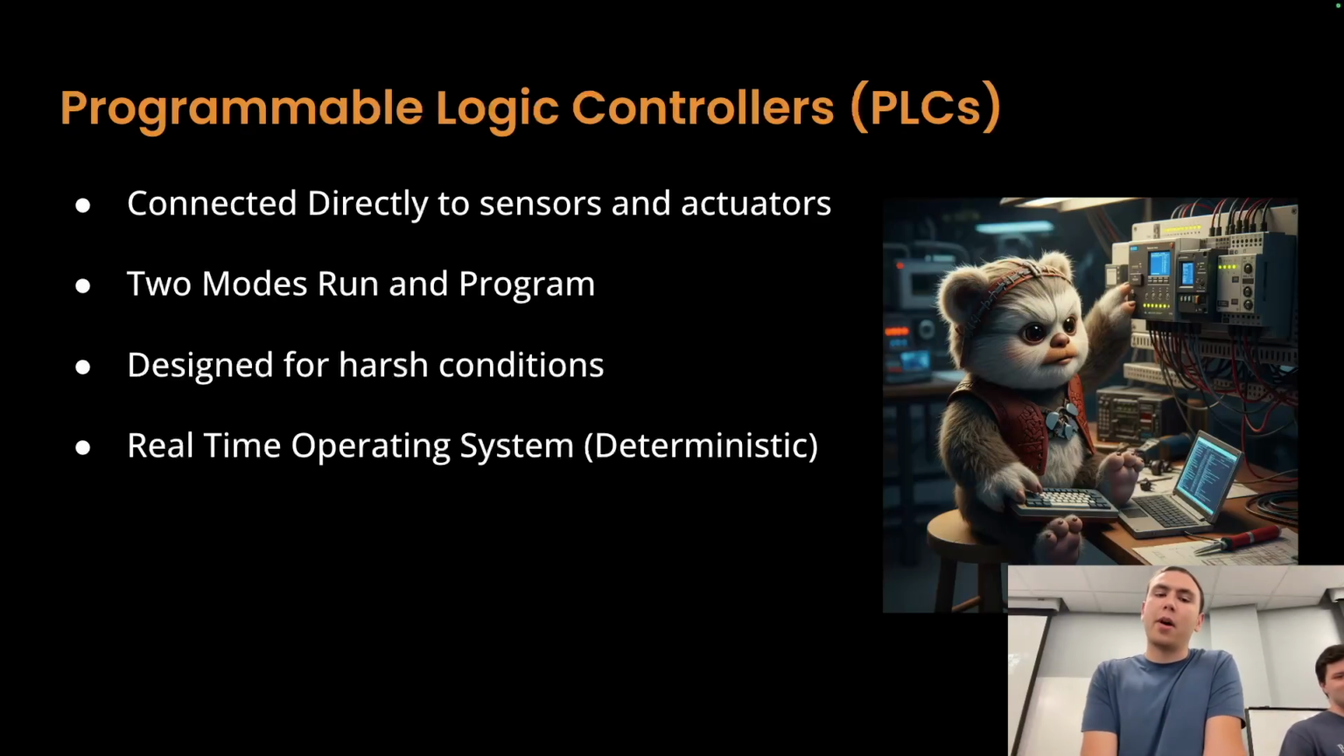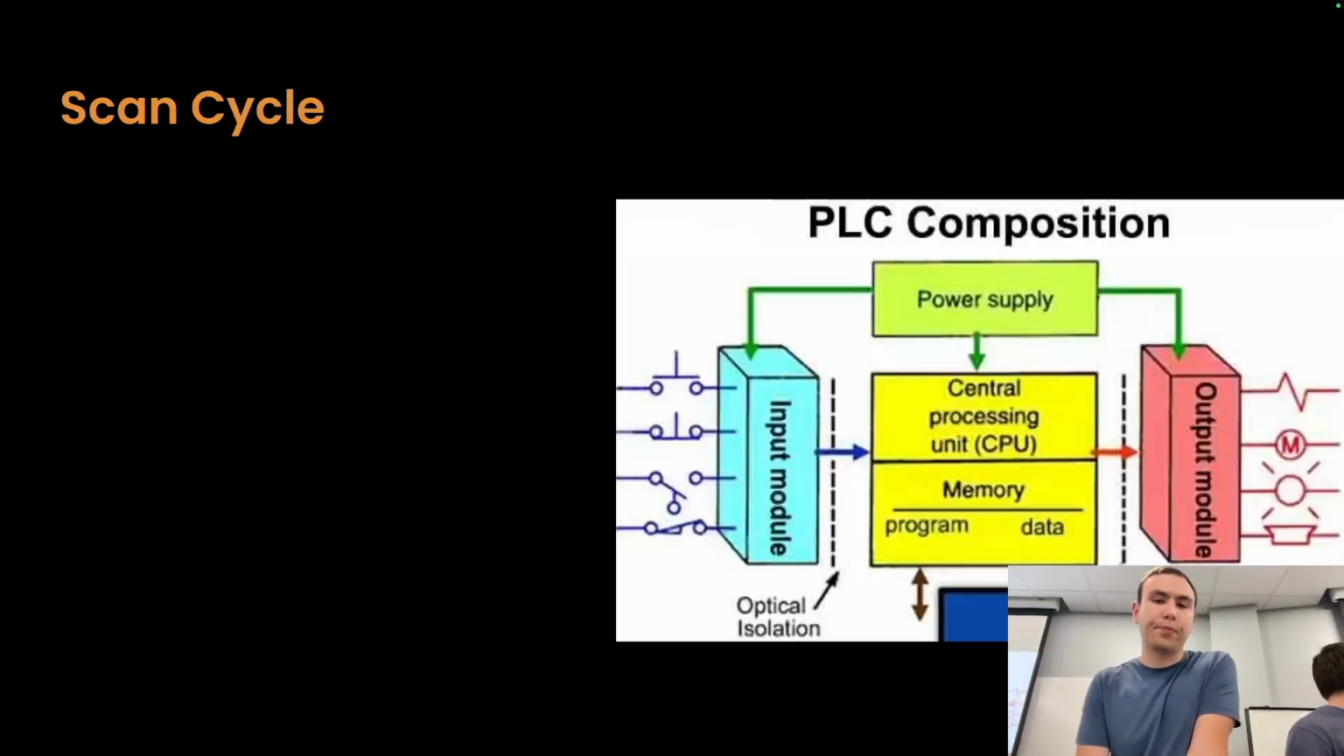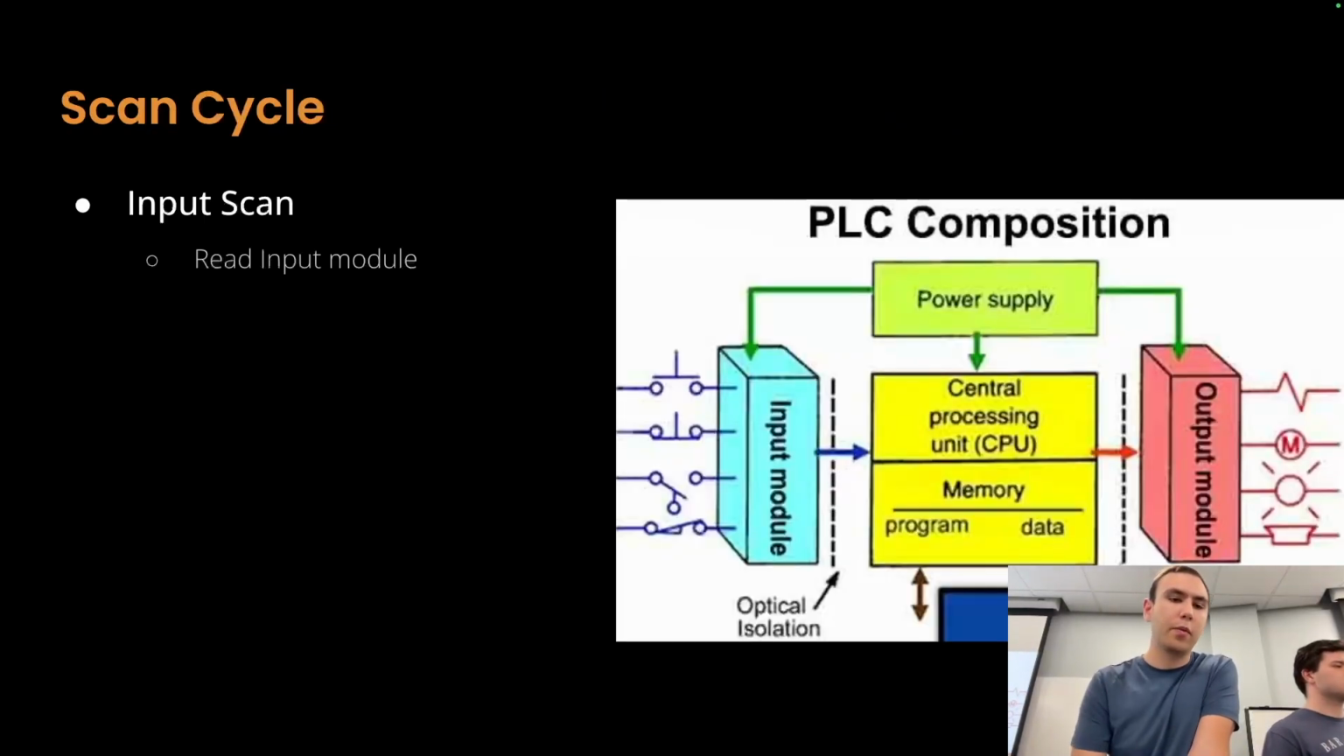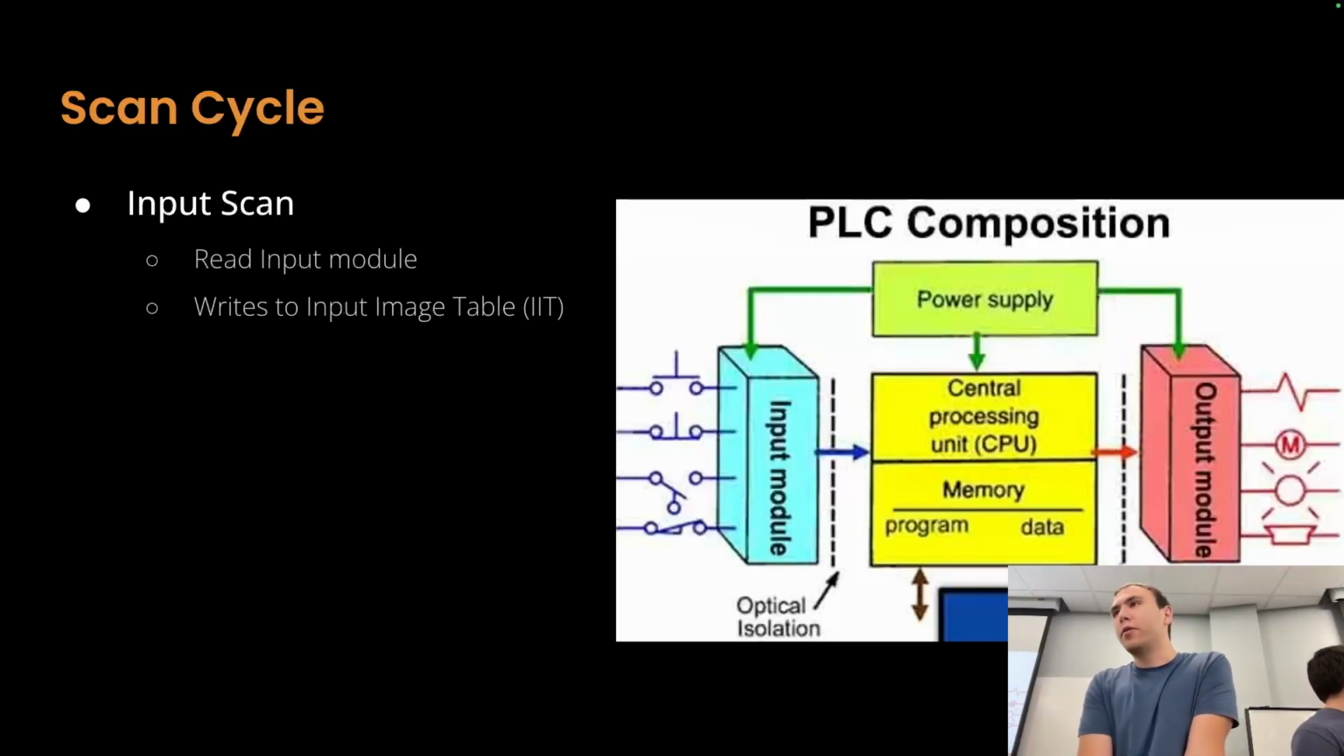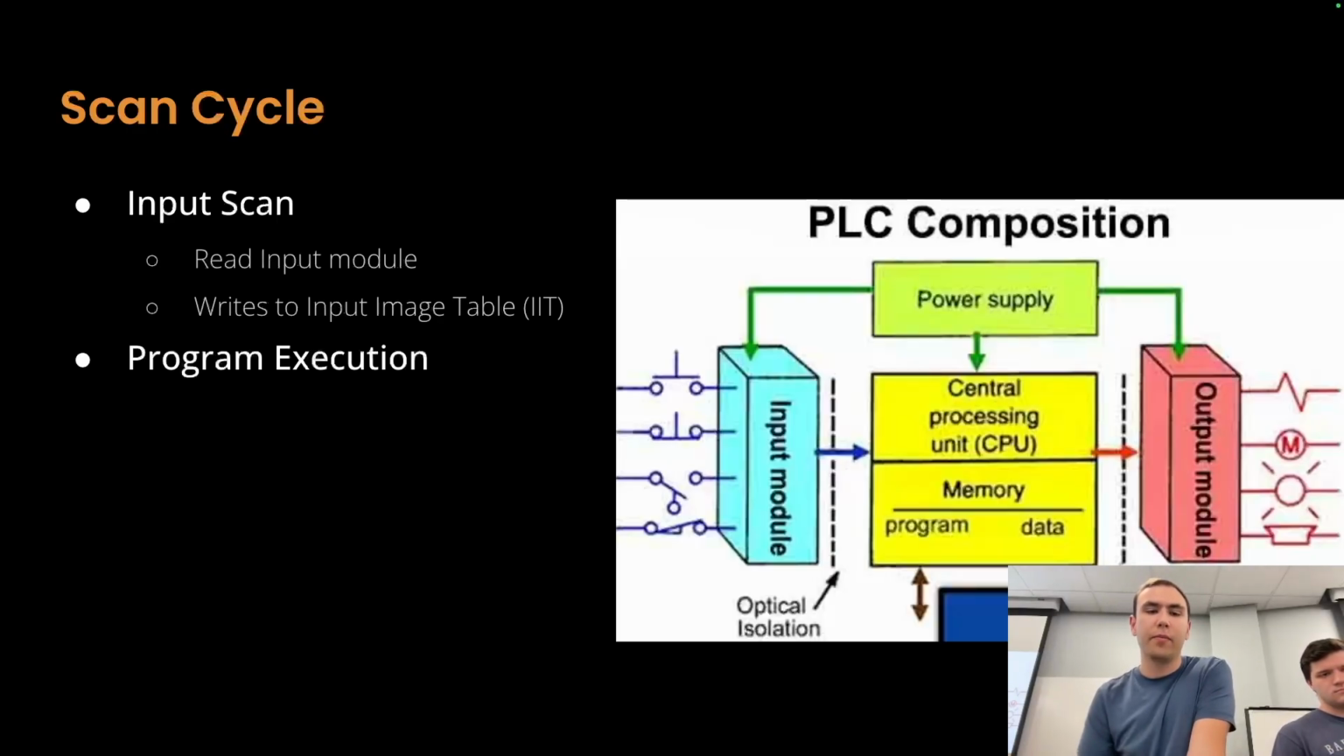Also, they have a real-time operating system, which essentially just means that every single time it does something, it's deterministic in the amount of time it's going to take. And it does this through a scan cycle, which we're going to cover right now. So a scan cycle has 4 parts. You have the input scan, where it's basically just going to read from the input module. Then it's going to write these to the input image table in the memory. Then the program's going to execute.